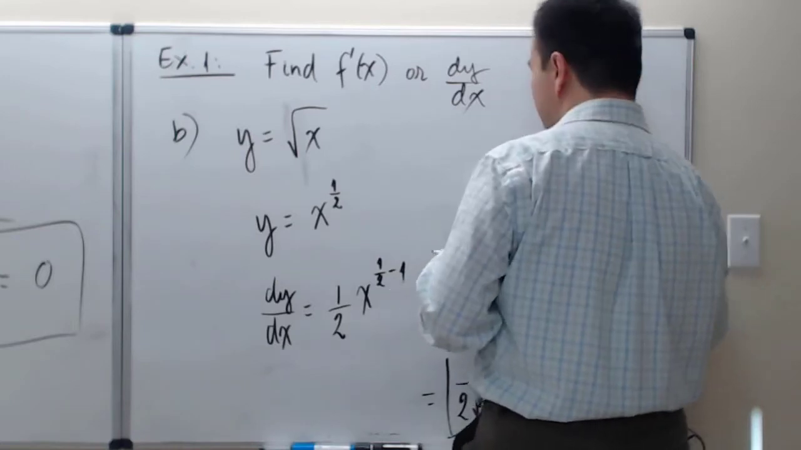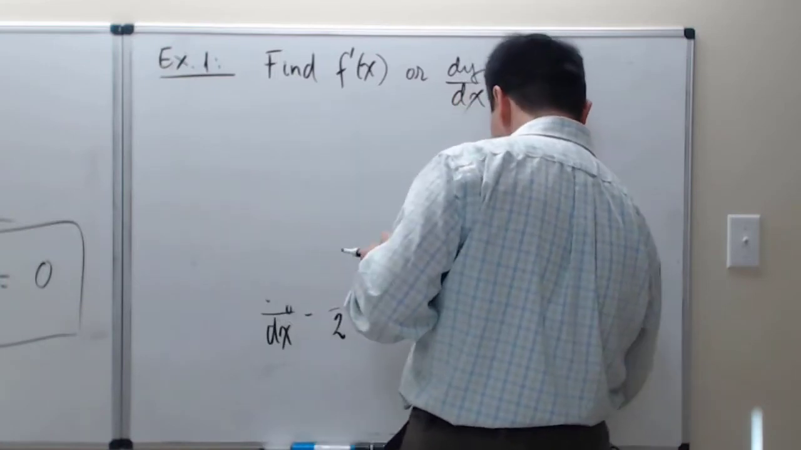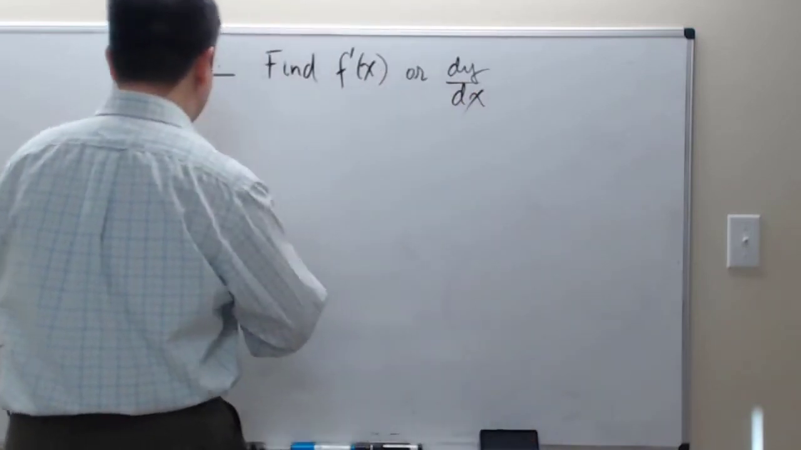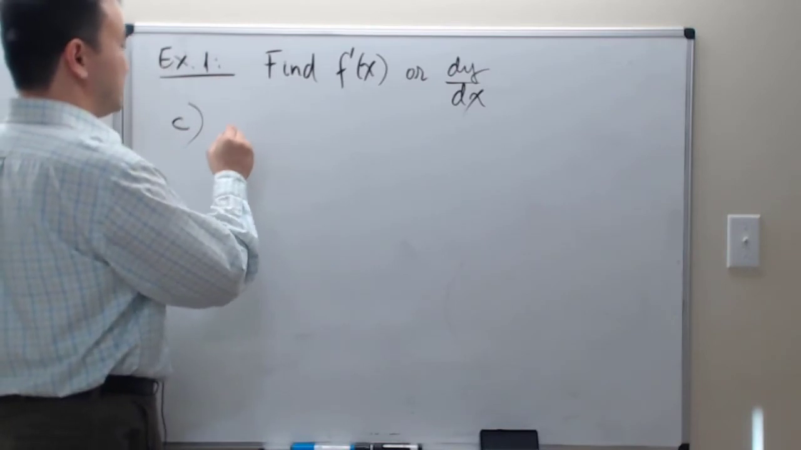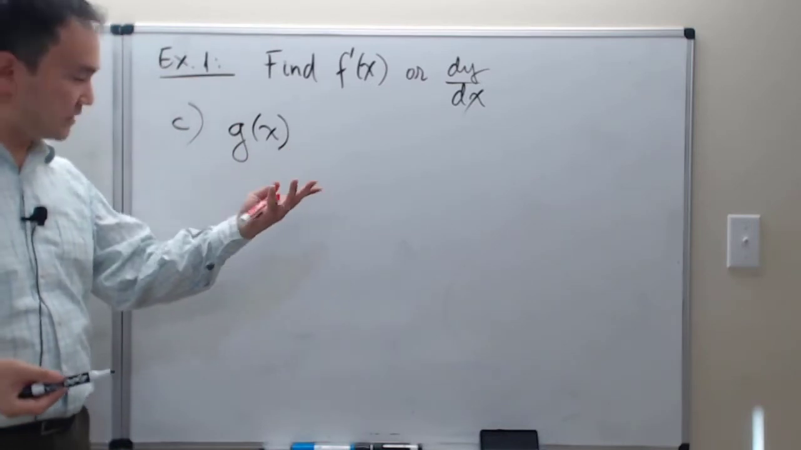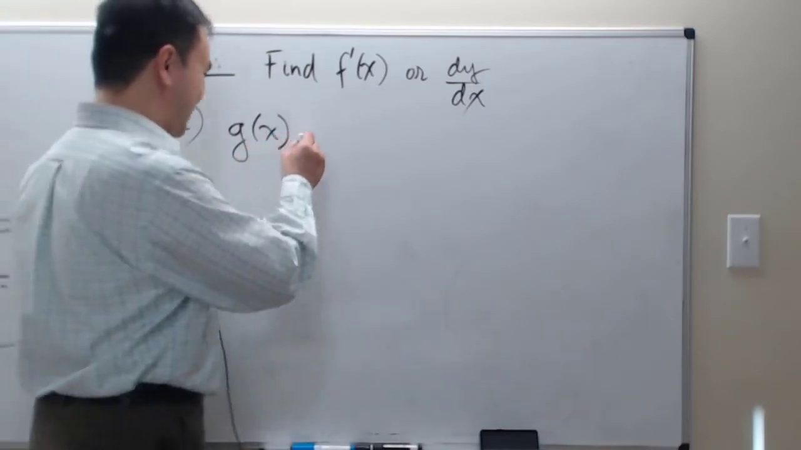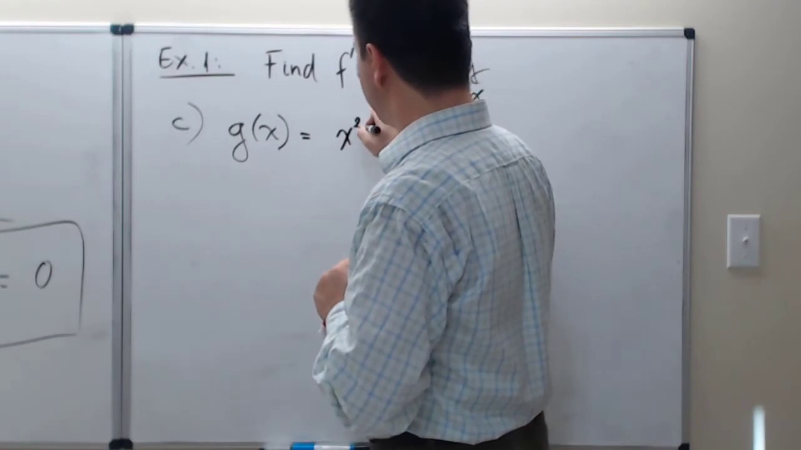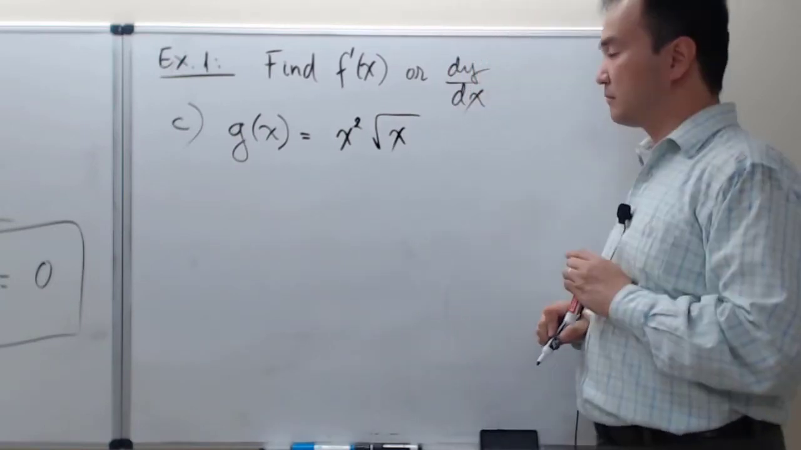Let me now introduce part C, a slightly more advanced form of how you can apply the power rule here. So I'm getting tired of f of x to be the name of the function. So how about g of x? So the derivative version has to be g prime of x instead of f prime. Okay, and so how about g of x equals x squared times square root of x.